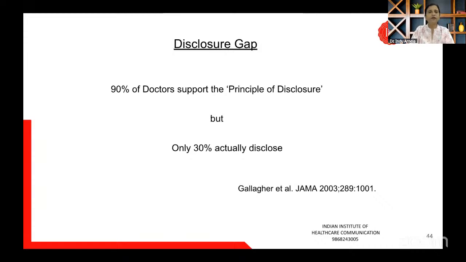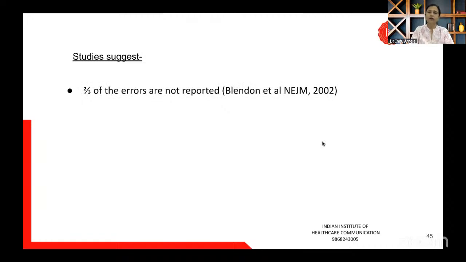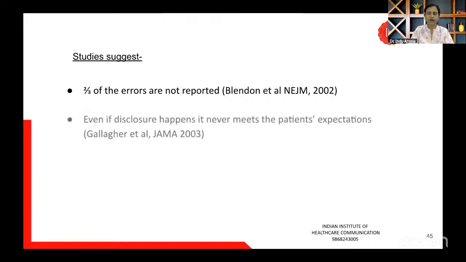So when it comes to the disclosure gap, 90% of the doctors support that yes, it should be disclosed. Even in your answers, you have said that yes, it should be, but only 30% of the people actually disclose, because we know the repercussions of disclosure. Studies have also shown that in almost two-thirds of cases, the errors are not reported and not disclosed to the patient and the family.